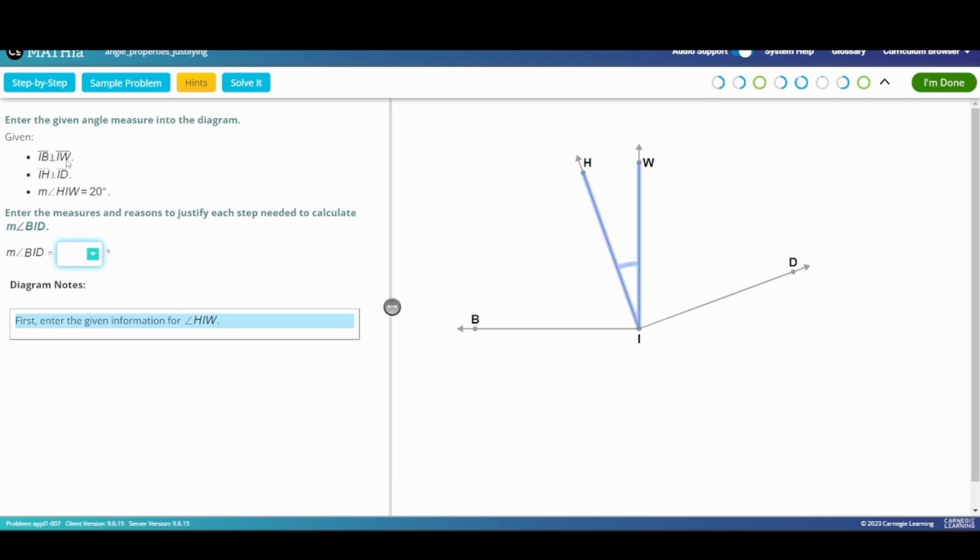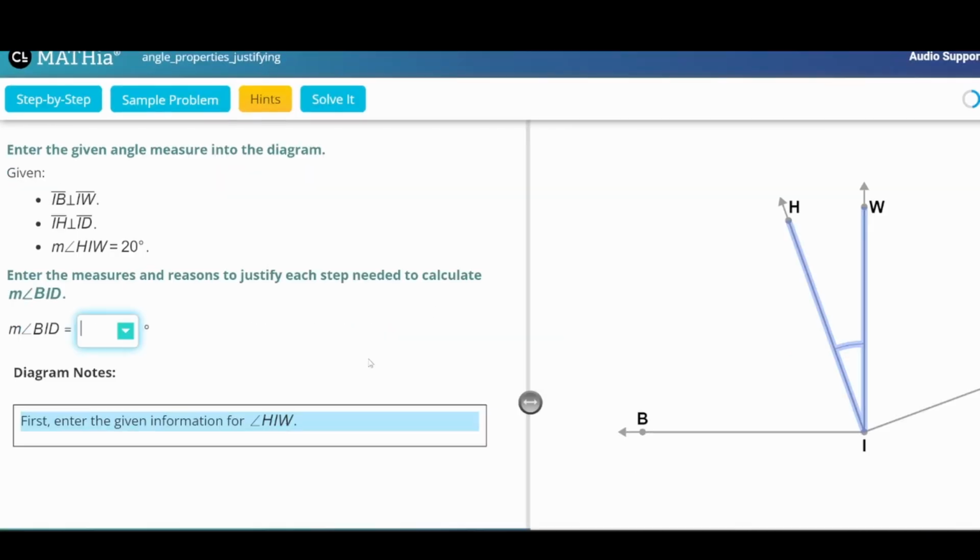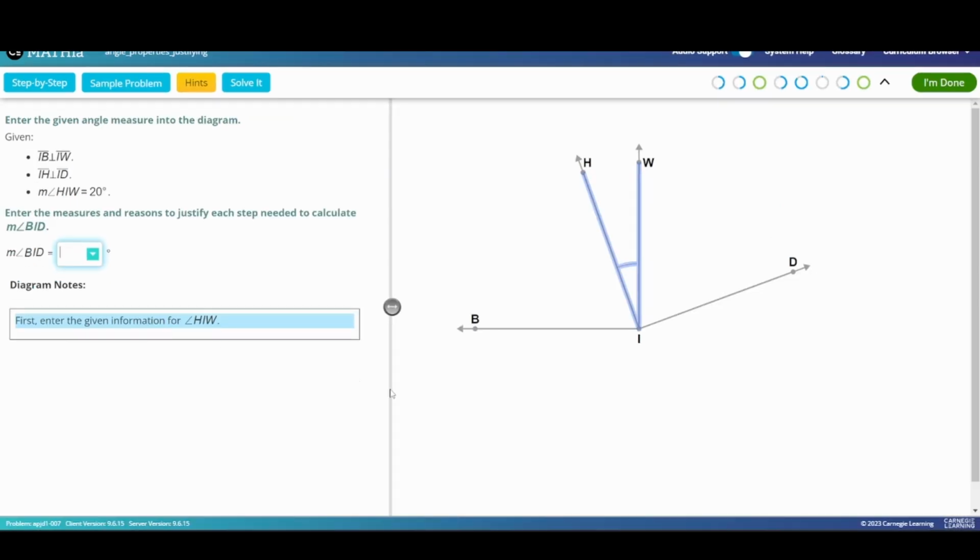All right, what about this proof? This time I'm going to zoom in on this side. We are given that IB is, remember what this sign means? That is perpendicular. IB is perpendicular to IW. IH is perpendicular to ID. And also we're given three things this time. The measure of angle HIW equals 20. And we'll have to try to find measure of angle BID at the end. So BID will be the whole thing. So let's see if we can figure this out.